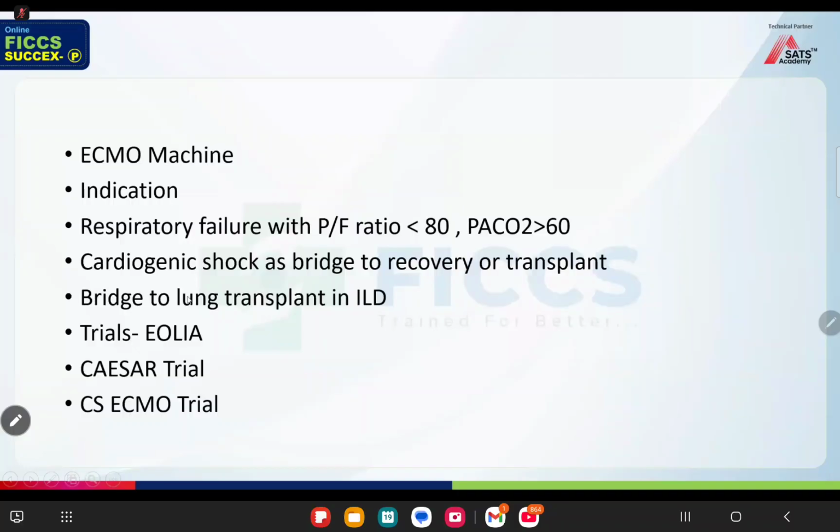You know the difference between EOLIA and CESAR, right? This you can get in the literature review also, how to read the paper, because these are very landmark trials.